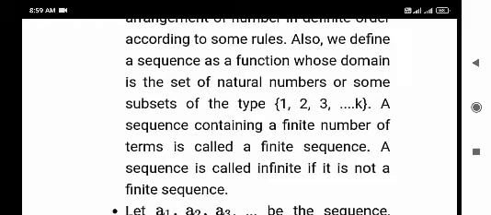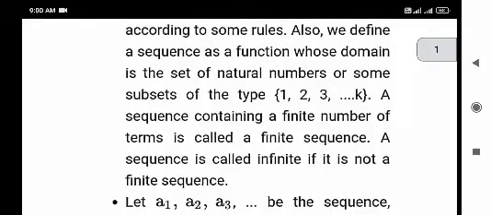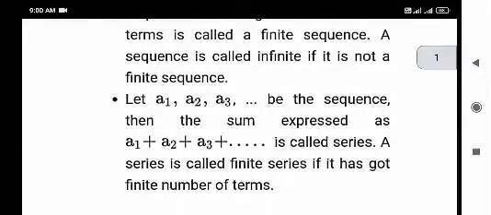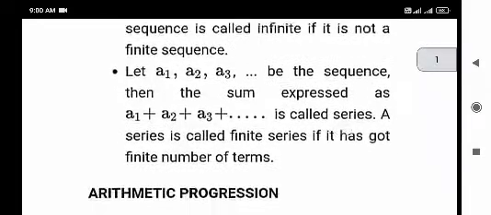Now if the sequence contains finite numbers, then it is a finite sequence, meaning the values given are countable, right? Now if the sequence contains an infinite number of values, if the sequence goes up to suppose 1, 2, 3, 4, 5, 6 up to infinity, then we cannot count it, so it is considered an infinite sequence, right? Now suppose a1, a2, a3 are the terms of the sequence, then a1 plus a2 plus a3 and so on gives us a series.